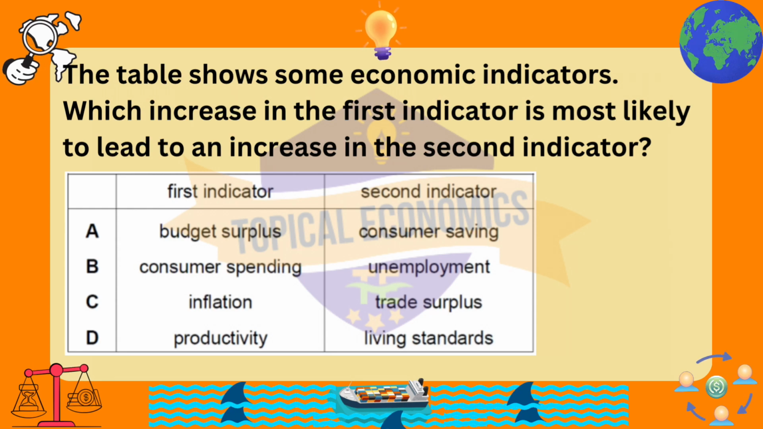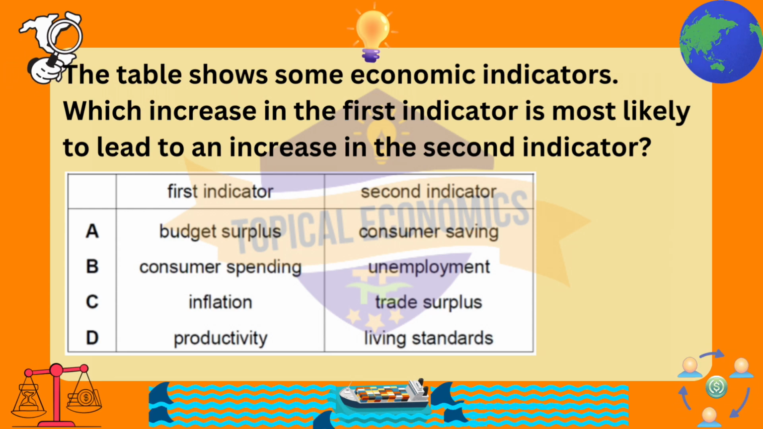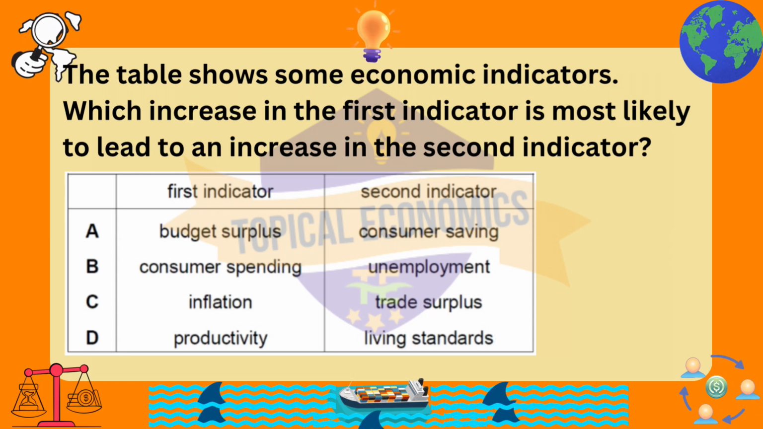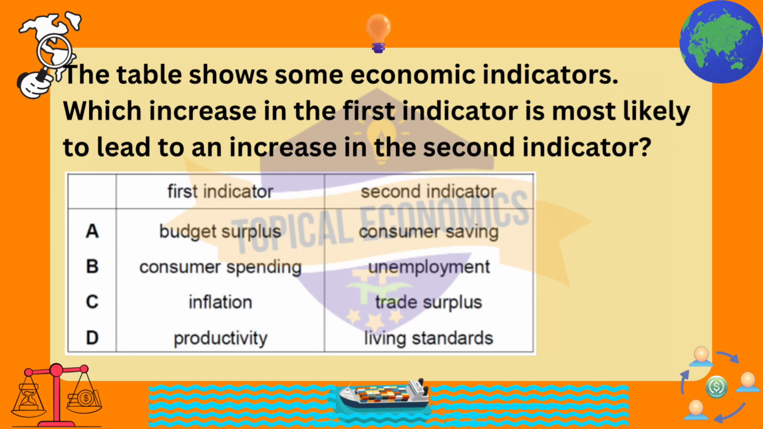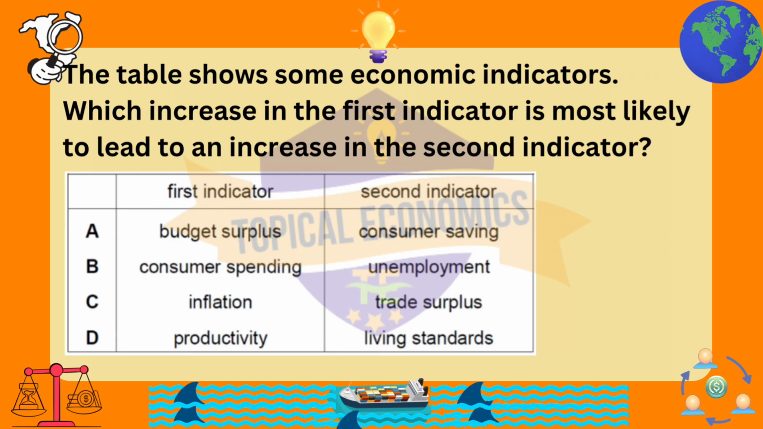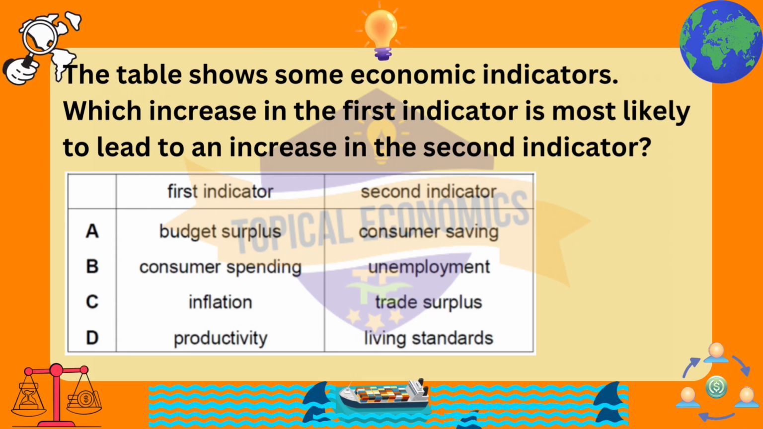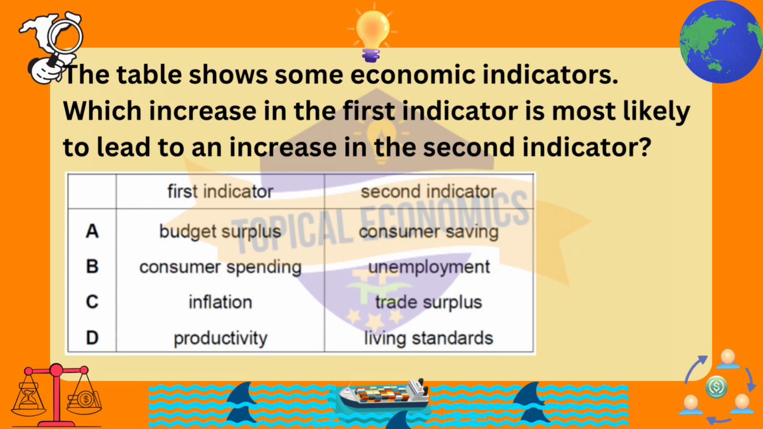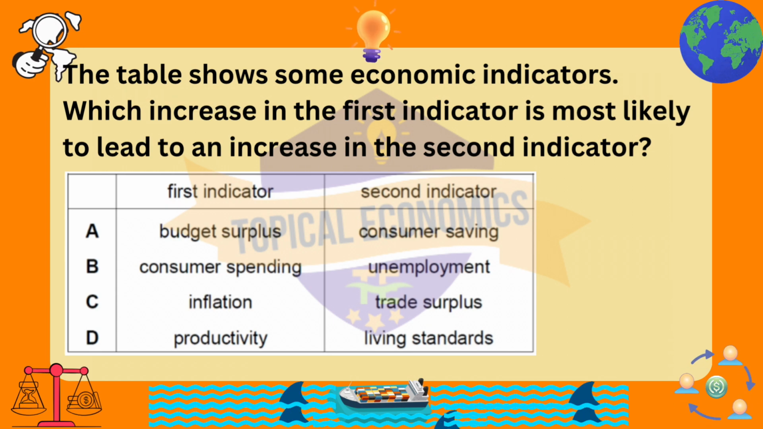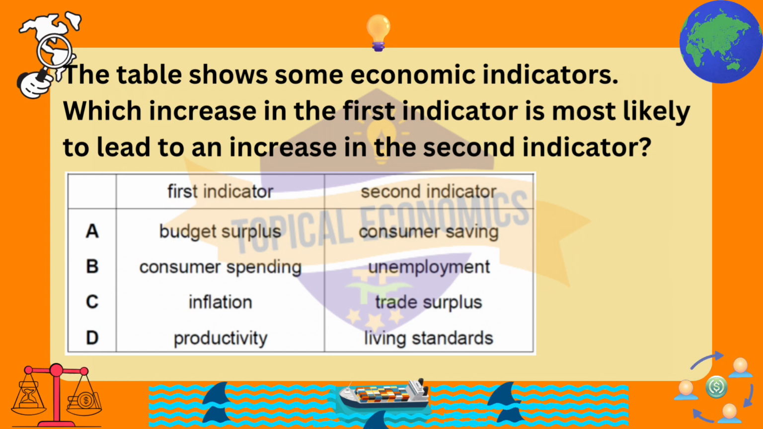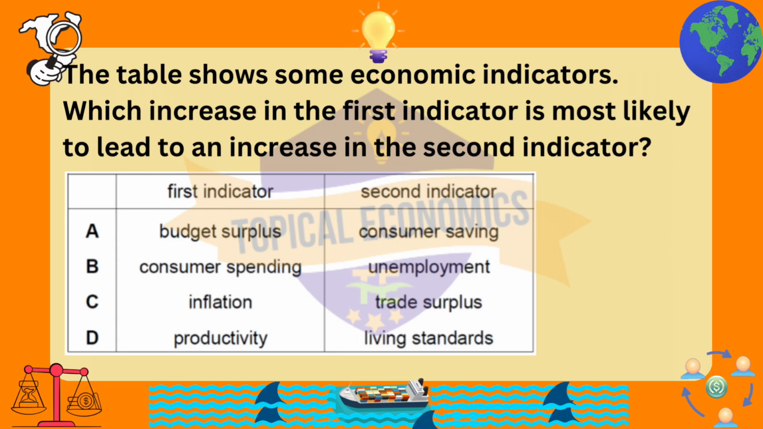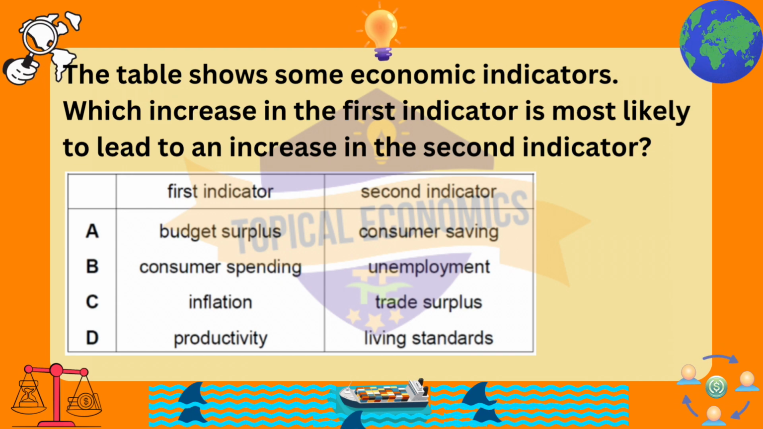The table shows some economic indicators. Which increase in the first indicator is most likely to lead to an increase in the second indicator? Reference, 2022 May-June version 1. The correct answer for this question is option D. The increase in the first indicator most likely to lead to an increase in the second indicator is productivity and living standards. An increase in productivity generally leads to more output with fewer resources, which often translates into higher living standards for the population. The link between these two indicators is strong, as greater productivity typically leads to improved wages, reduced costs, and higher overall quality of life.